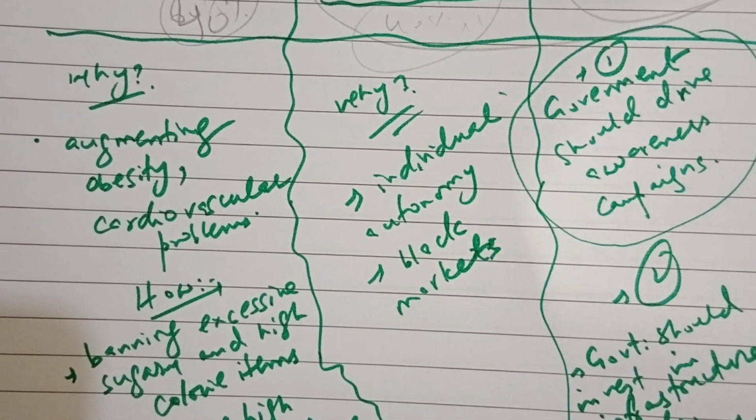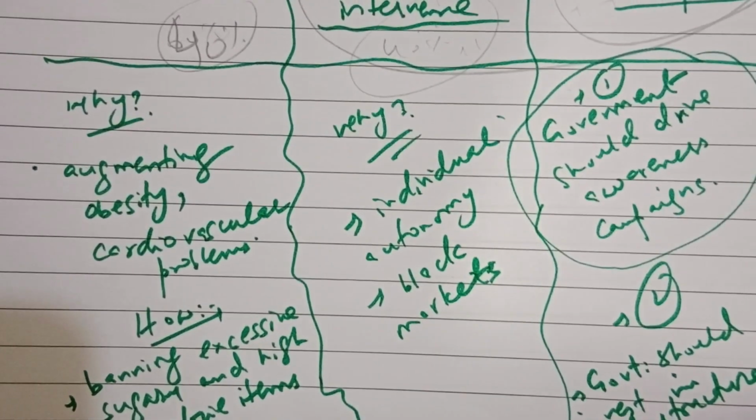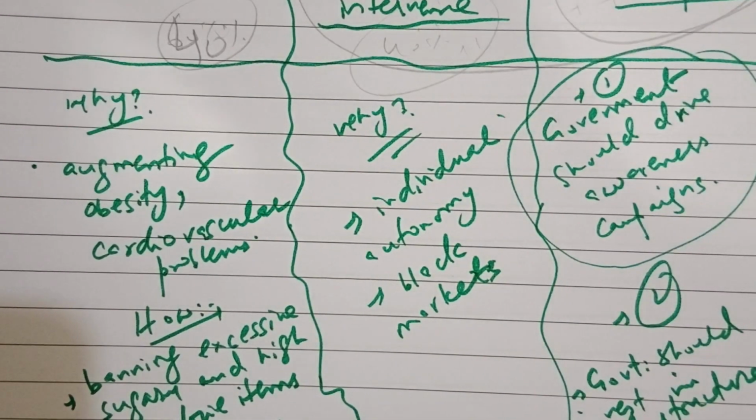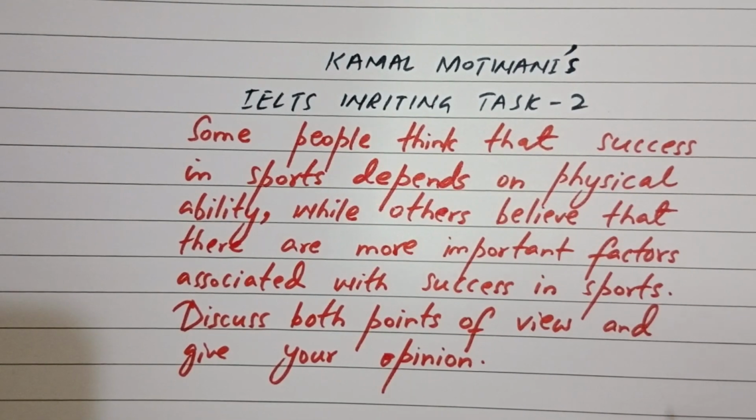So this is very much important whenever you are sitting in the examination hall. Before attempting your IELTS writing task 2, you have to brainstorm and think what arguments are available to you that you will be writing down in the format of the essay. Now, this is the third and the last example.